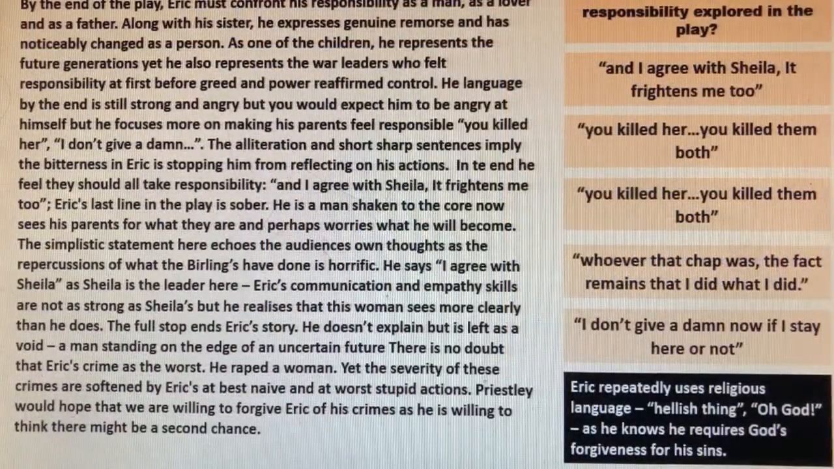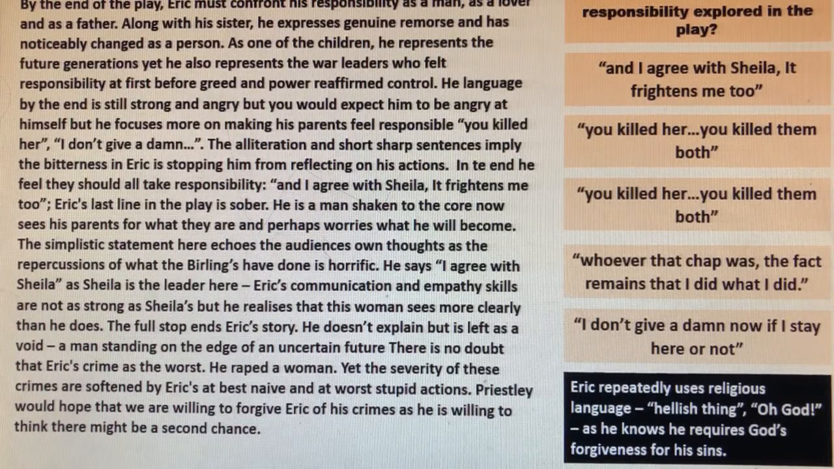And now I look at the end of the play. You can see a longer paragraph here, and once more you can see the quotes I would have had to memorise on the right-hand side. By the end of the play, Eric must confront his responsibility as a man, as a lover and a father. Along with his sister, he expresses genuine remorse and has noticeably changed as a person. As one of the children, he represents the future generations, yet he also represents the war leaders who felt responsibility at first before greed and power reaffirmed control.